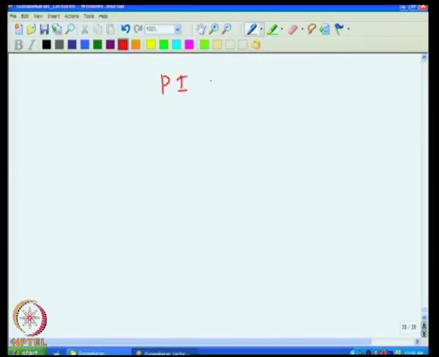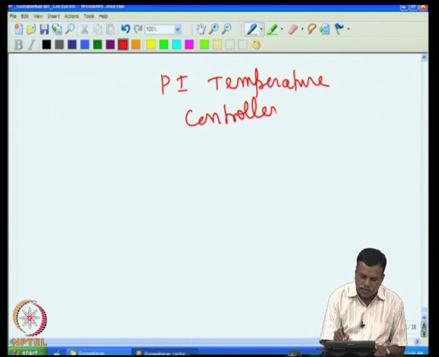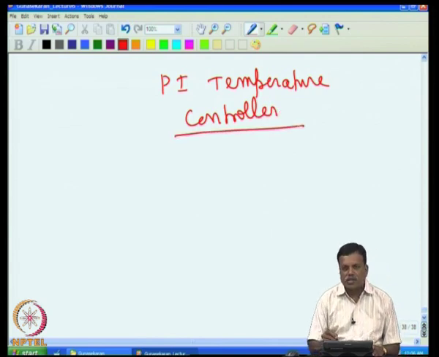Last week we had seen how to design a proportional temperature controller. This week we will see how to design a PID temperature controller. A PID temperature controller actually gives much better performance than a proportional controller.